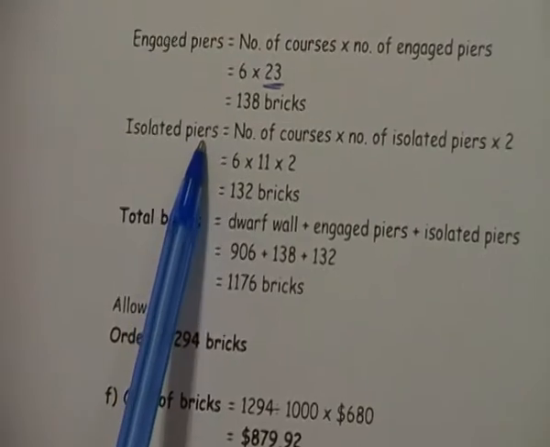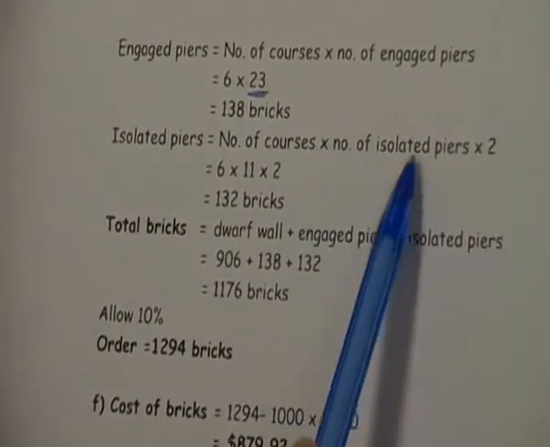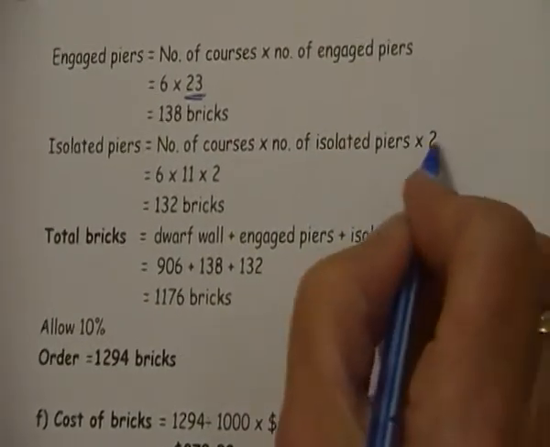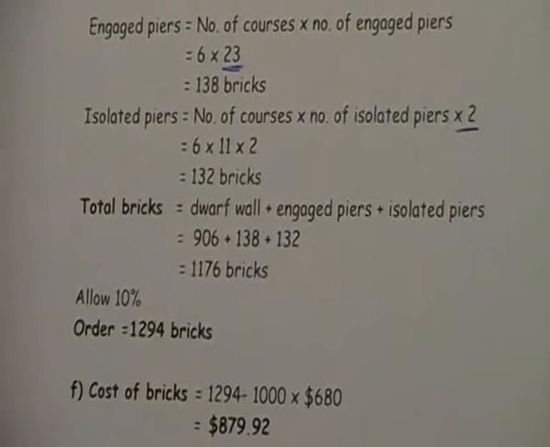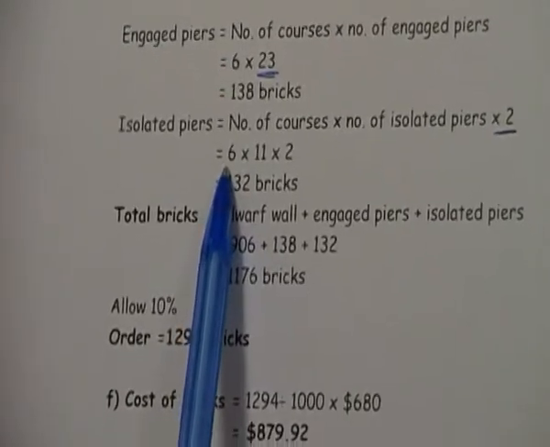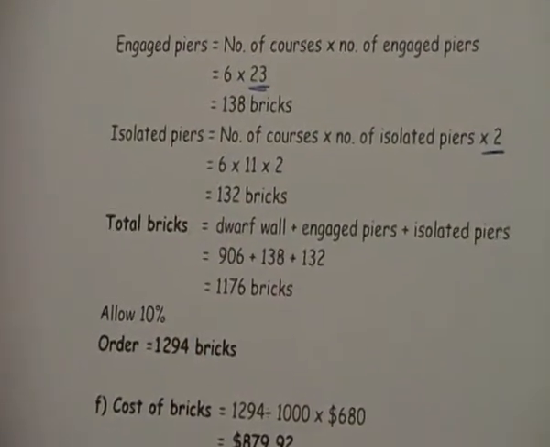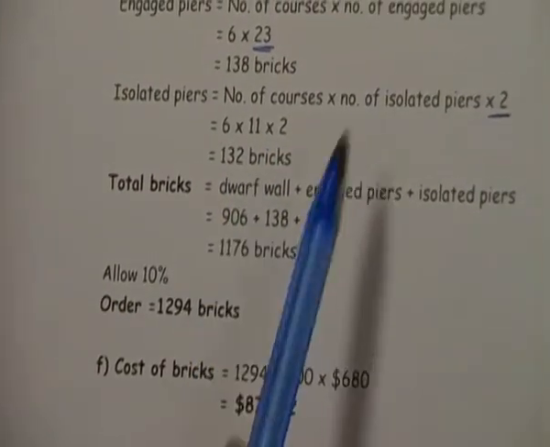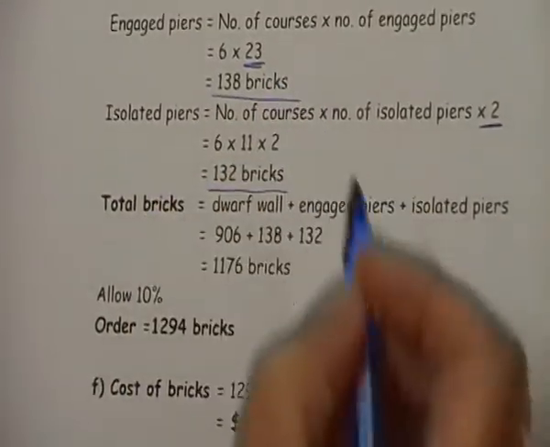When I'm doing my isolated piers, I do number of courses times the number of isolated piers times 2, because you always have 2 lots of bricks on an isolated pier. Always 2 lots. So we have 6 courses. We have 11 isolated piers. We worked that out before. Times 2, so 132 bricks. So we've got that many bricks and that many bricks.